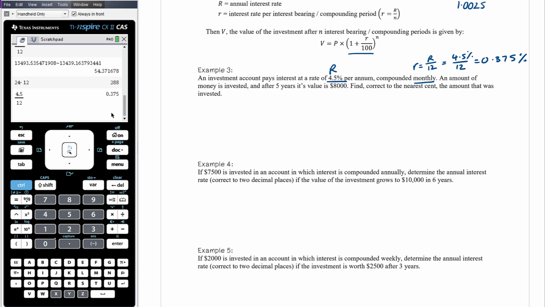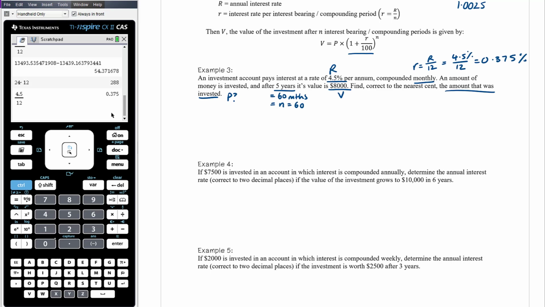An amount of money is invested, and after 5 years its value is $8,000. So the final value is $8,000. We want to find the amount that was invested, so we want to find P. P is what we don't know. Now, 5 years at monthly compounding, so 5 years is 5 times 12, 60 months. That means n is 60. So we've got the quantities we need for our formula: V is 8,000, lowercase r is 0.375, n is 60, and it's P that we don't know.